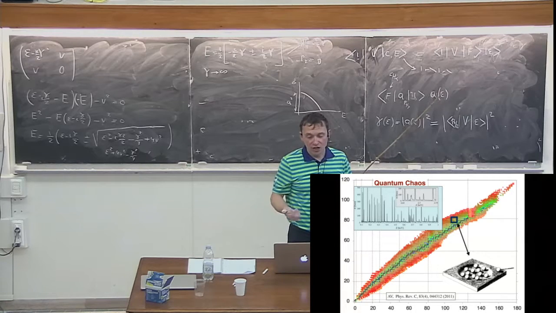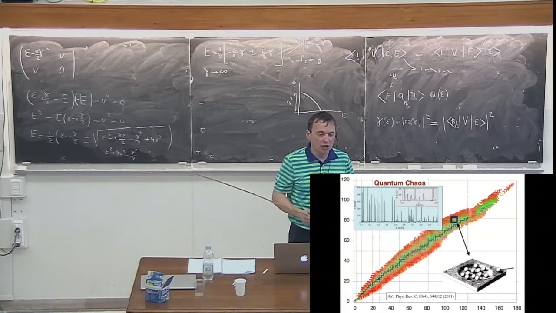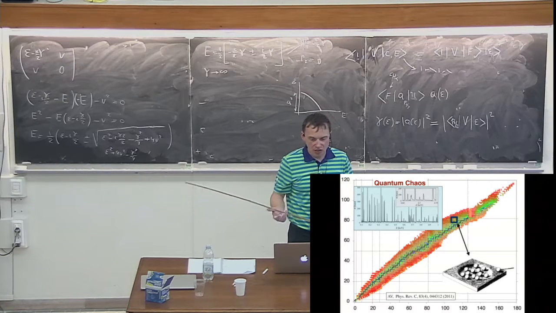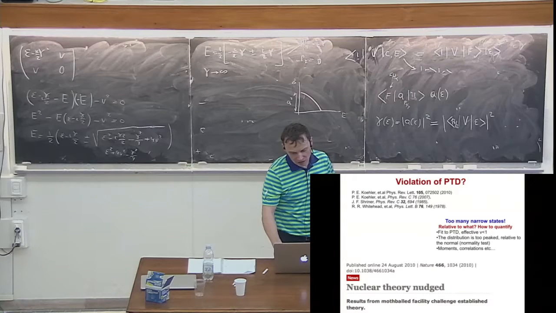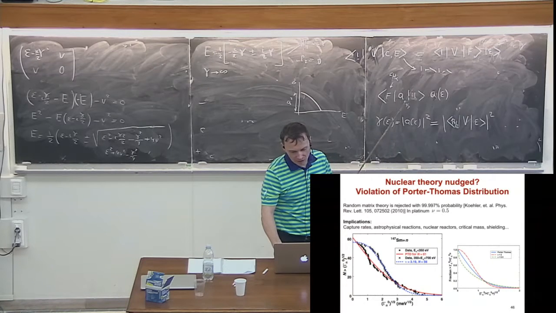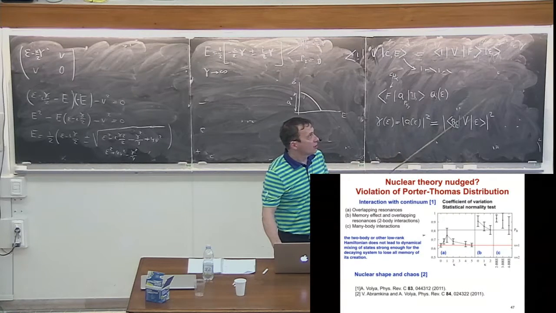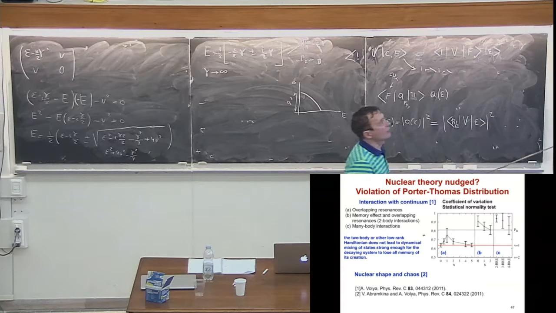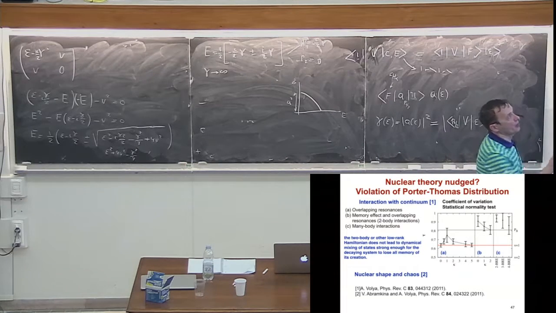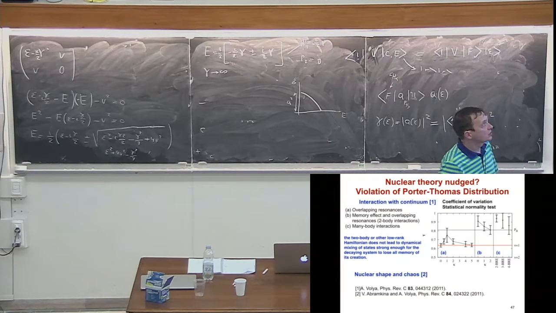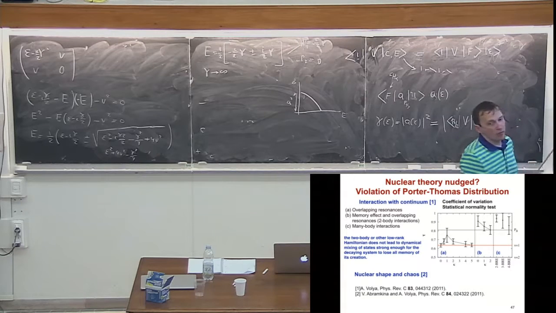But it turns out that recently deviations have been observed from this Porter-Thomas distribution. Then the question arises, why are there these deviations? Yeah, these are the results. There are several possibilities. One is overlapping resonances. Another one is the memory effect.